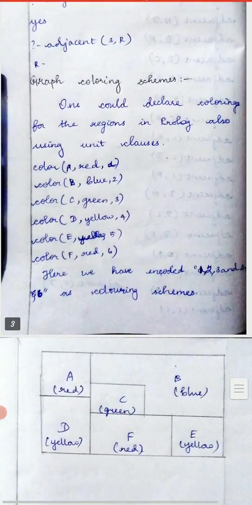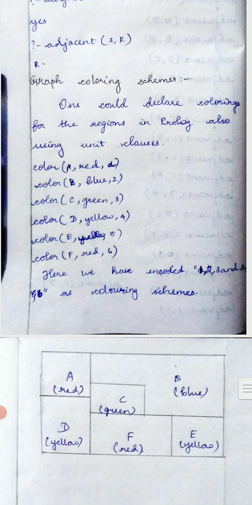Next, graph coloring schemes. One could declare colorings for the regions in Prolog also using unit clauses. The condition is that whatever colors are actually used, no two adjacent regions may have the same color. This is the condition of graph coloring using CSP, and two regions are considered adjacent provided they share some boundary line segment.